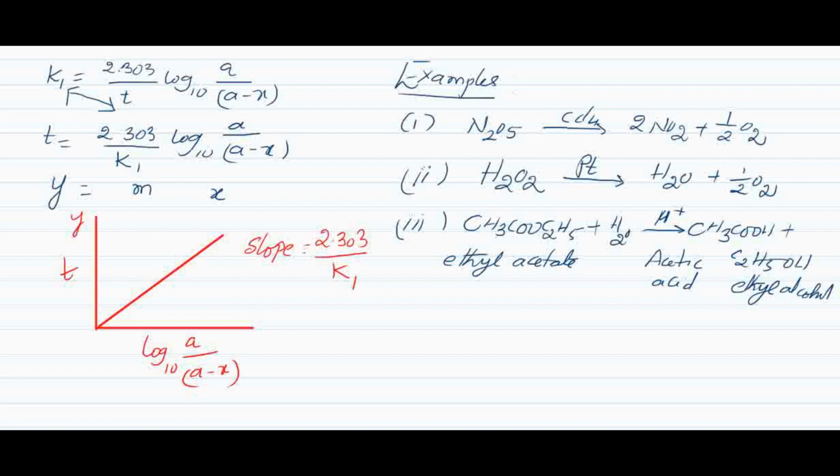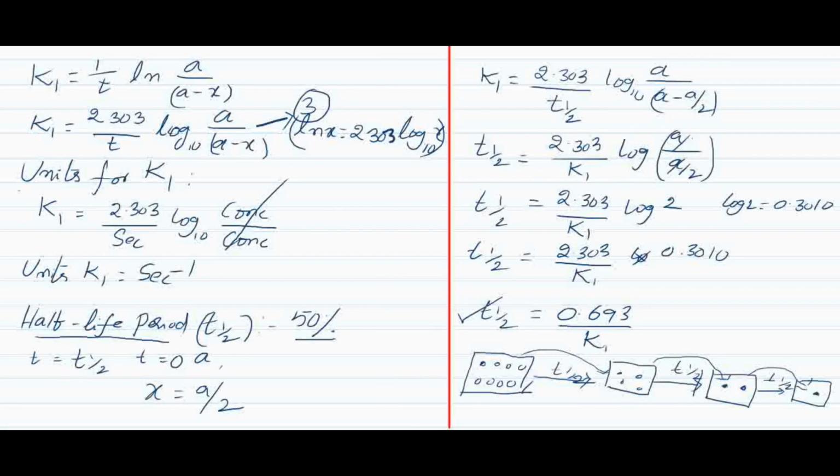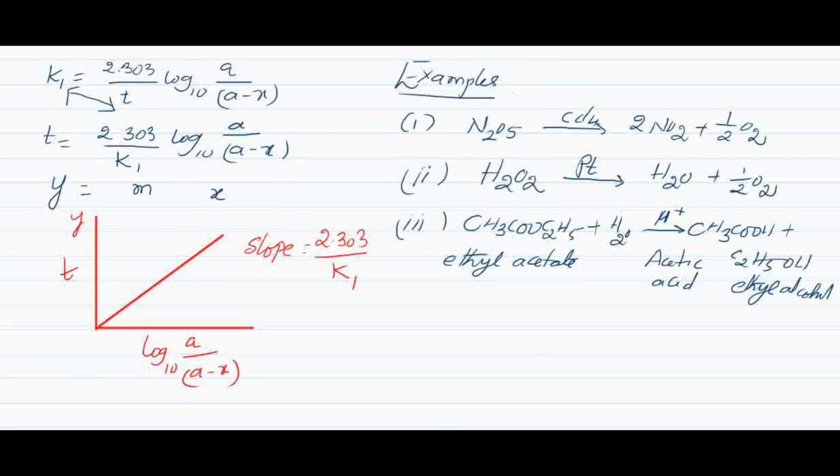In this video, we discussed the definition of the first order reaction, the derivation of the first order rate constant, the units for the first order rate constant, that is second inverse, and the half-life period for the first order reaction, that is t half equals 0.693 by k1, the graphical representation of the first order reaction, and finally the examples for the first order reaction.